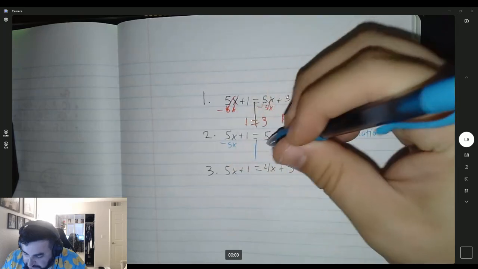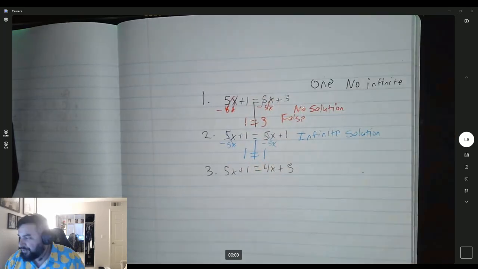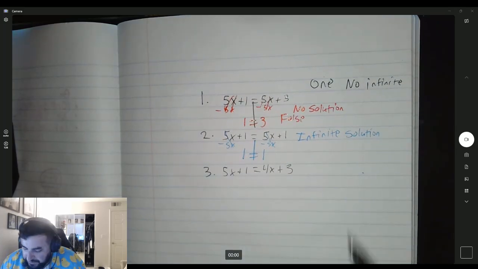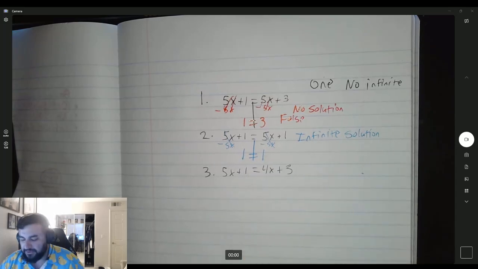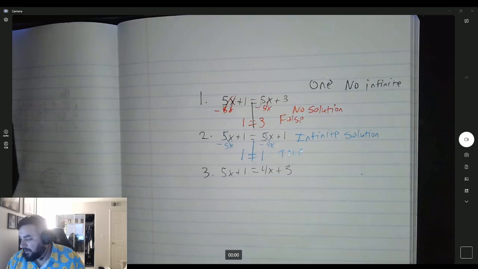Subtract 5x from both sides. Cancel, cancel. You get 1 equals 1. True or false statement, guys? That is a true statement. So guess what? This is an infinite solution. Okay, this is very true. $1 is equal to $1.